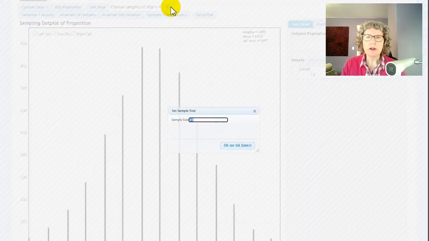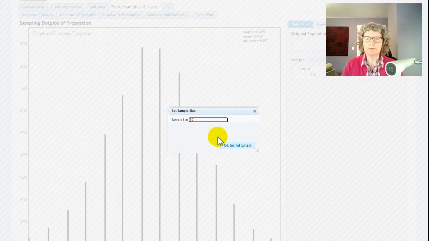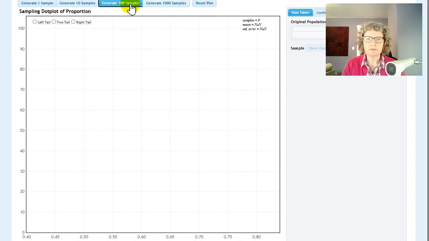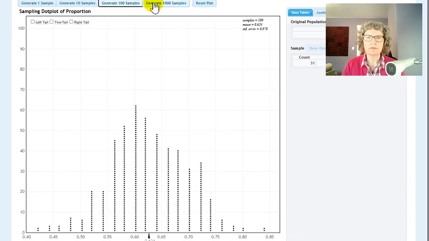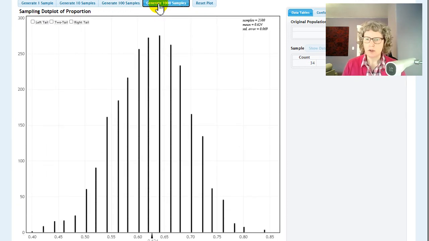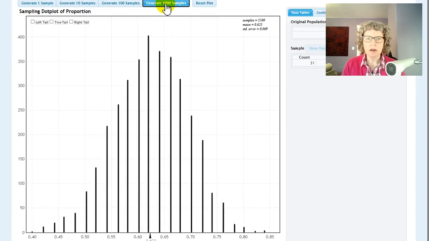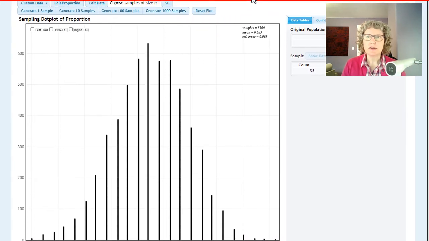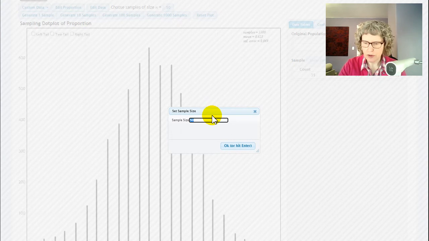Let's go up higher. Let's try 50. And you can see it takes a while for it to get symmetric because of the usual variation within samples. Okay, this one is looking maybe a little more normal with these tails. And notice this one's going from 0.4 to 0.85. Can't remember if that might have been about the same as the last one. So let's increase it even more. Let's go up to 100.